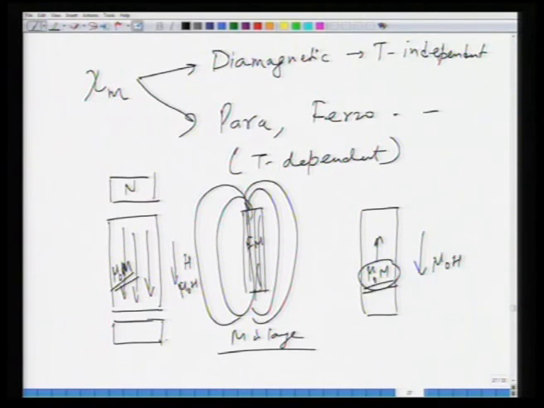So, we will stop here today. In the next class we will do the mathematical treatment of diamagnetism and paramagnetism, followed by treatment of ferromagnetism and other kinds of magnetism before we move on to the ferrites.